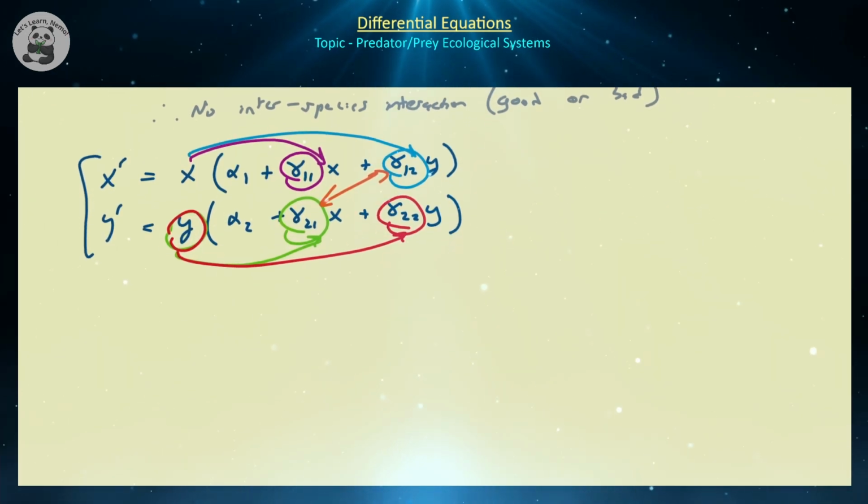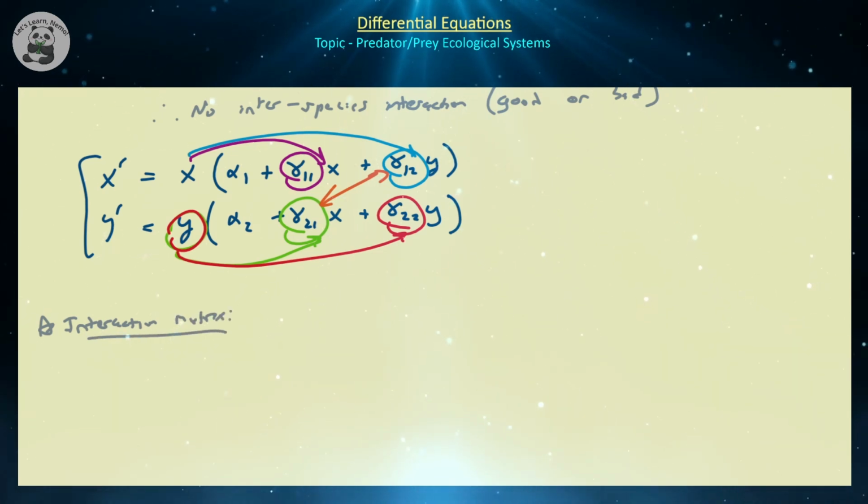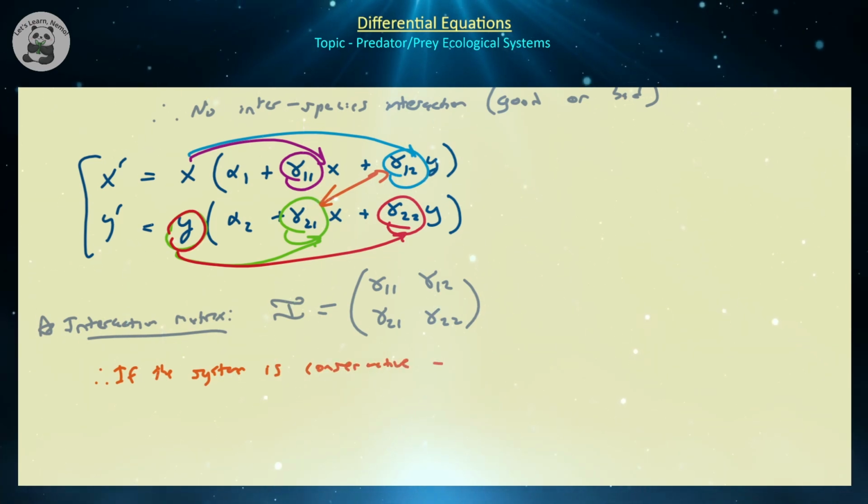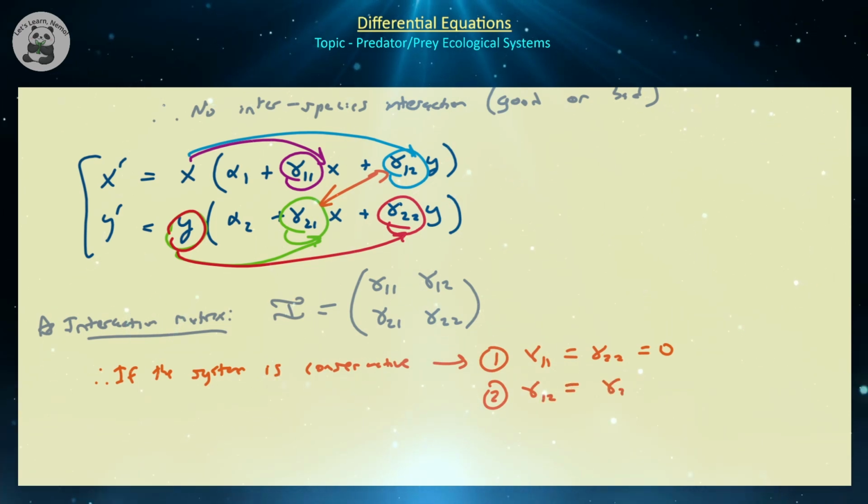So in terms of sort of simplifying the representation, what we usually do is define what is called the interaction matrix. The interaction matrix, which has all these coefficients gamma ij. So the interaction matrix in this case, generally speaking, is gamma 1 1, gamma 1 2, gamma 2 1, and gamma 2 2, right? And as already specified before, if the system is conservative, then gamma 1 1 and gamma 2 2 are both equal to 0, and gamma 1 2 and gamma 2 1 have to be opposites, regardless of the order.